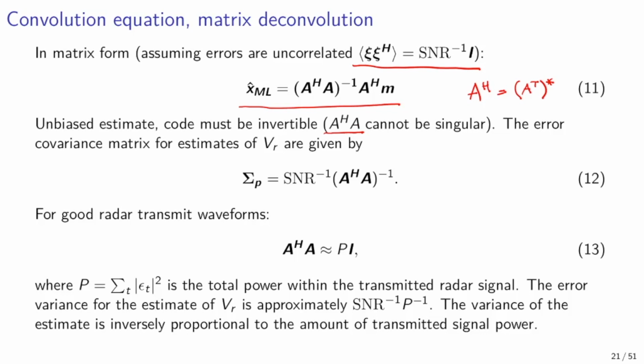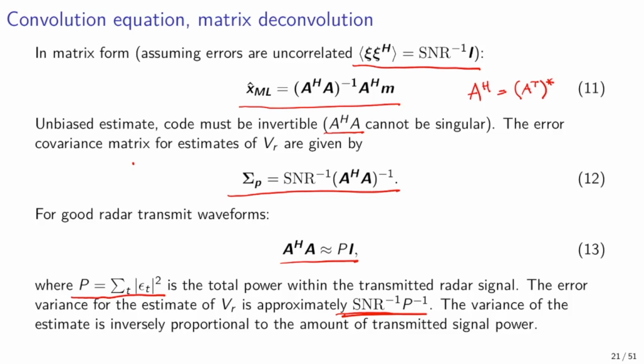The covariance matrix of estimation errors for scattered voltage as a function of range is given by equation 12. For good radar transmit waveforms, A transpose conjugate A is close to a diagonal matrix. The constant P corresponds to the total power of the transmitted radar signal. In other words, how much power we transmit with our radar. In this case, the errors for the estimates of scattered complex voltage are uncorrelated in range. The error variance of the estimates of complex voltage are inversely proportional to the amount of transmitted power.